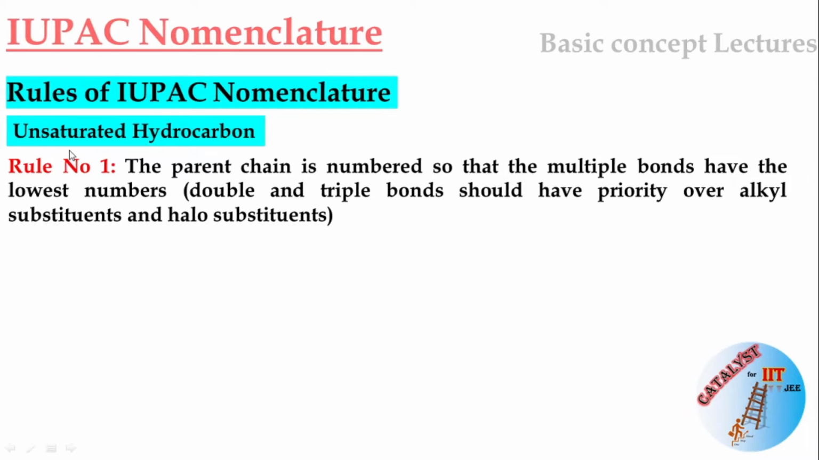So let us start. What is the rule for the nomenclature of all unsaturated hydrocarbons? This is your rule number 1: the parent chain is numbered so that the multiple bond has the lowest number. It means in your unsaturated hydrocarbon, you have to start naming in that order so that all the double bonds and triple bonds get the lowest possible number. If there are any other substituents such as an alkyl group or halogen substituent, you should treat them as lower priority and give priority to your double bond and triple bond.